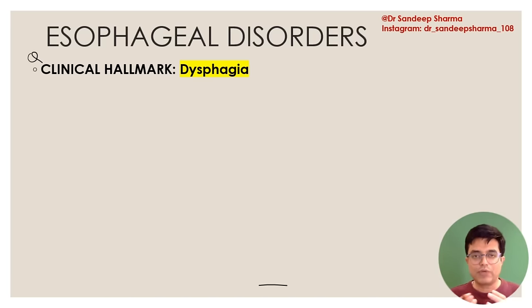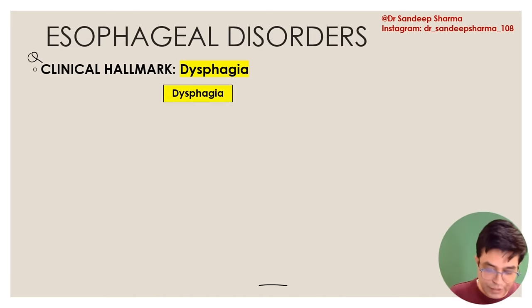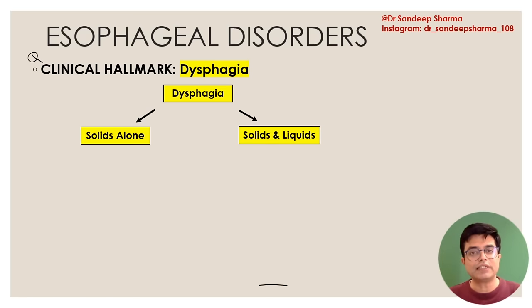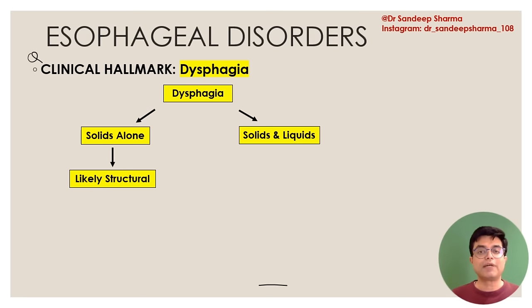So if you have a question with dysphagia, how you are going to proceed? Let us make a small flowchart here. Now, whenever there is a patient with dysphagia, there are 2 possibilities. Either dysphagia is happening to solids alone, or dysphagia is happening to solids as well as liquids. In case dysphagia is happening to solids alone, you will suspect a likely structural cause of dysphagia in the patient.